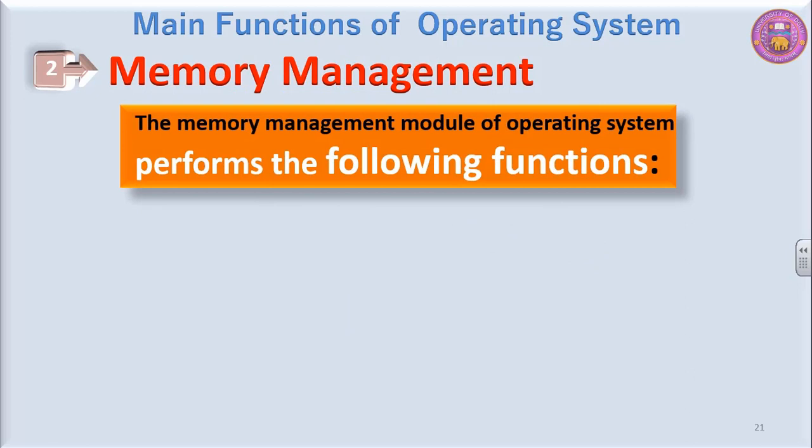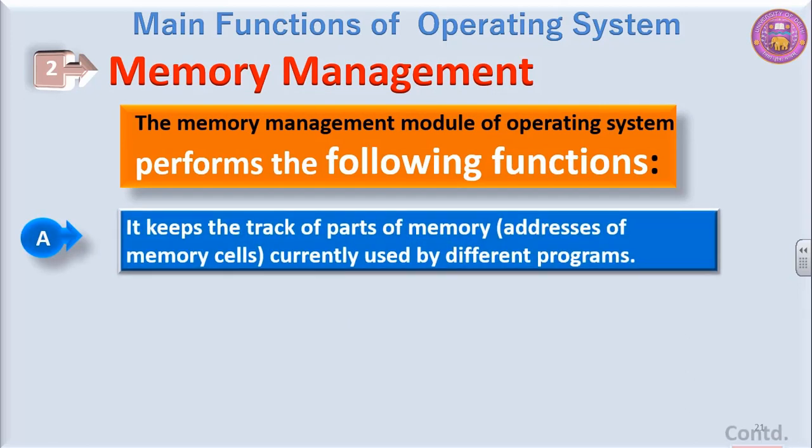Now, the memory management module of operating system performs the following function. It keeps a track of part of memory currently used by different programs. As you have seen it, in our case, we had 4 different programs: operating system, MS Word program, MS Excel program, and MS Access programs. Operating system keeps tracks of the memory currently used by these programs.